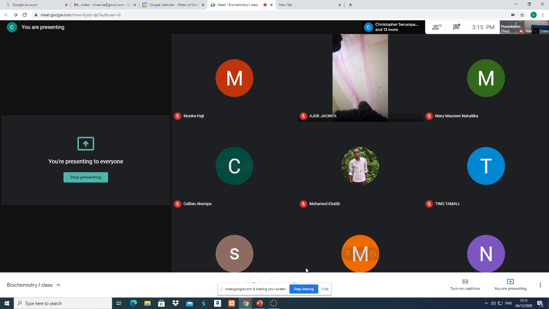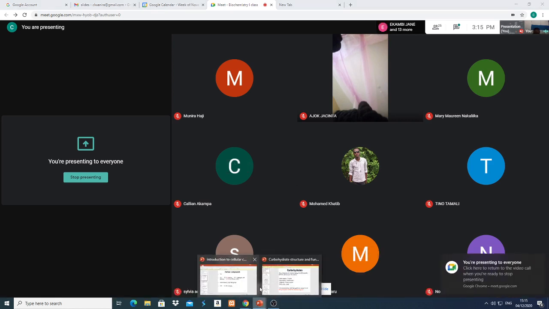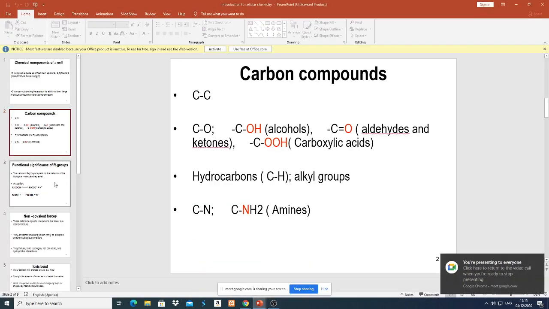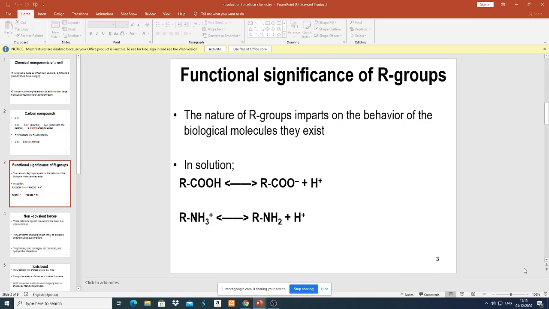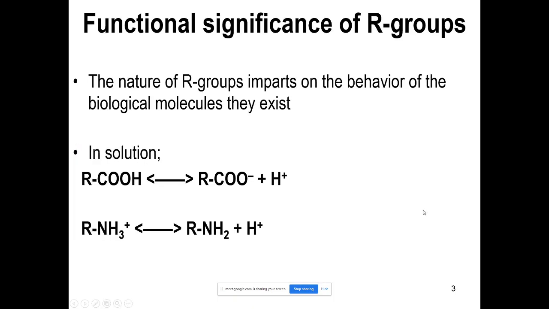Now, I need to go through the third slide. Let us move on. Now, emphasizing the point I was talking about, in the makeup of an organic compound, we have what we call a functional group. A functional group is that group which explains the chemical behavior of a particular class of compounds. The functional group explains the chemical behavior of the compound.